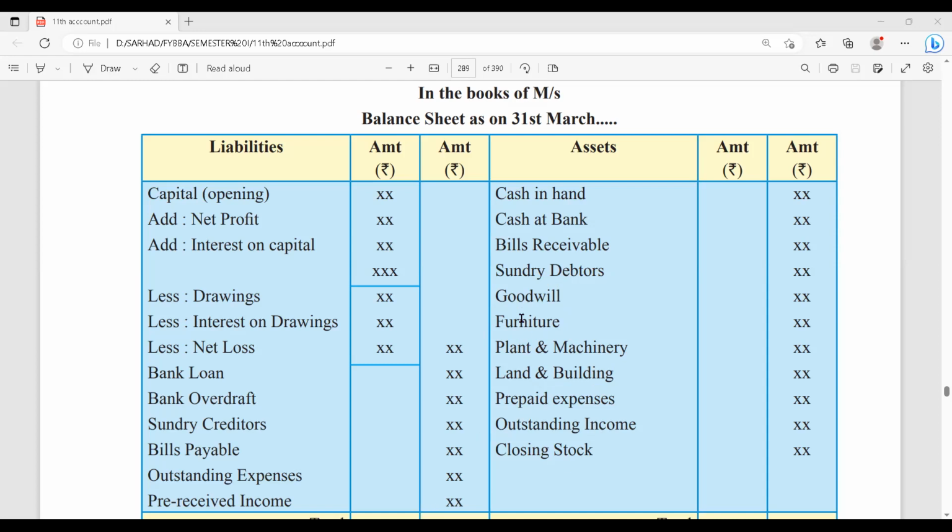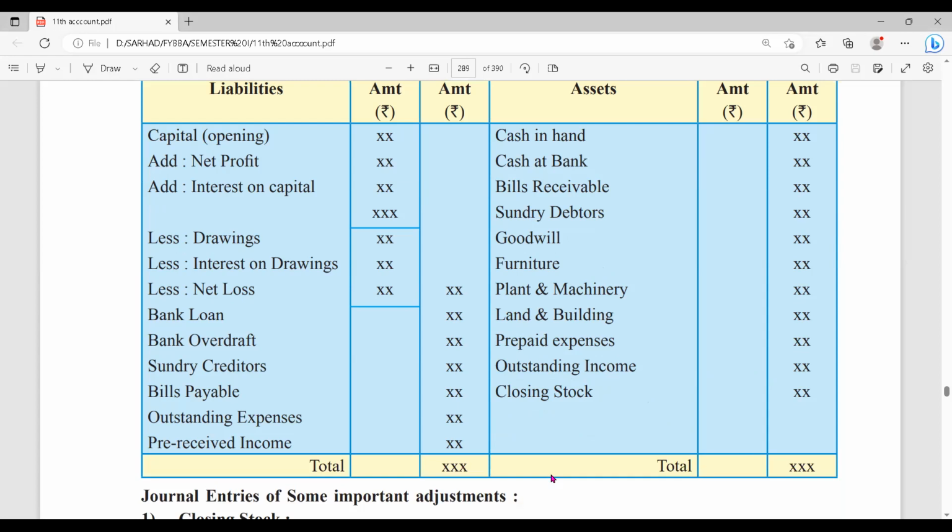The fixed assets value, that is furniture, plant and machinery, land and building, will be recorded after deducting depreciation. After recording all the items from the trial balance and after giving effect to all the adjustments, our balance sheet gets tallied. That means your asset side is equal to the liabilities side. So this will be the format of the balance sheet. Now we will go for the next important part of final accounts, that is adjustments.